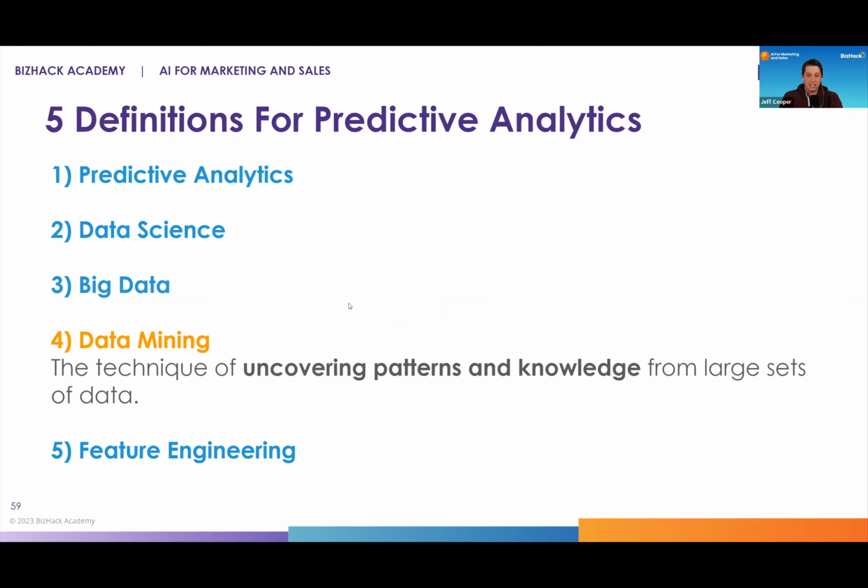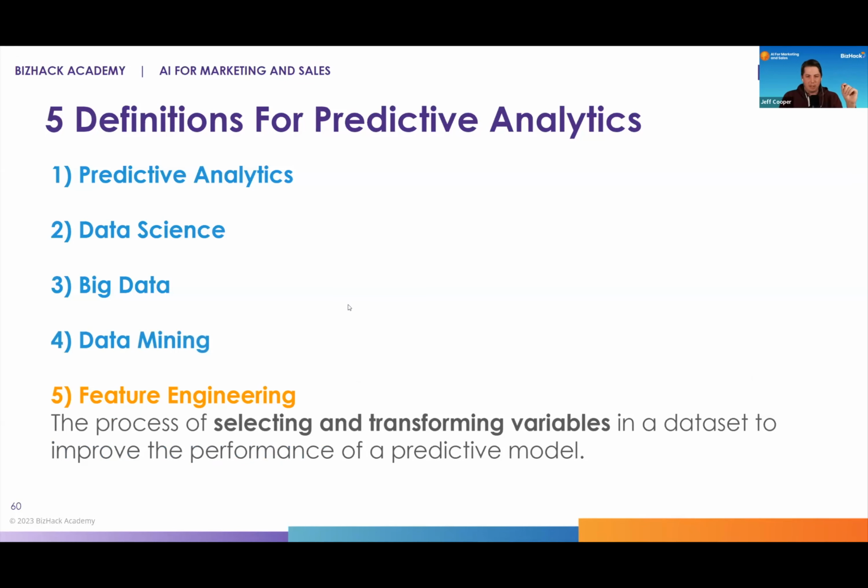Data mining is a technique that uncovers patterns and knowledge from large sets of data. Oftentimes early in the discovery phase, whether you're a data scientist or on a machine learning team, data mining is what you're doing in those initial stages to try to uncover patterns that might be lost in an otherwise large data set. And then finally, we'll talk briefly about feature engineering. Feature engineering is a concept that is relevant to artificial intelligence as well as data science and predictive analytics. It is essentially the process of selecting and transforming variables that you feed into different predictive models.